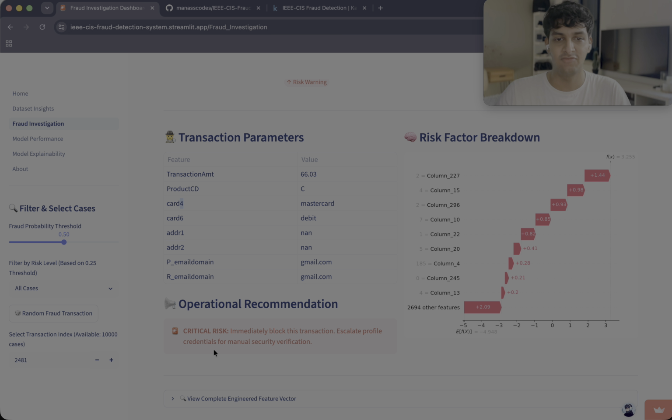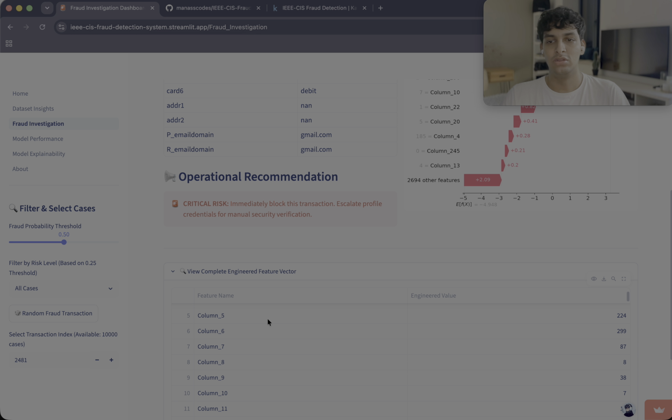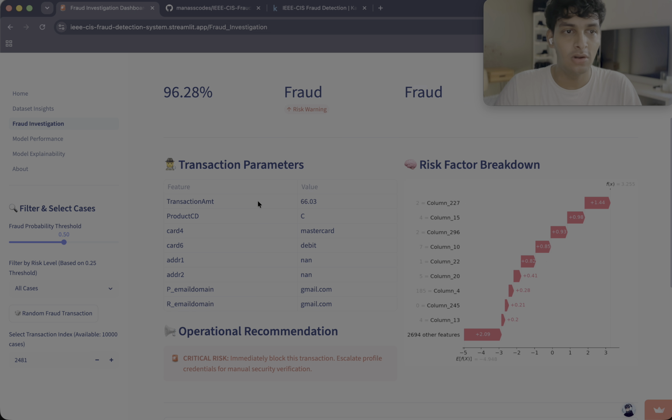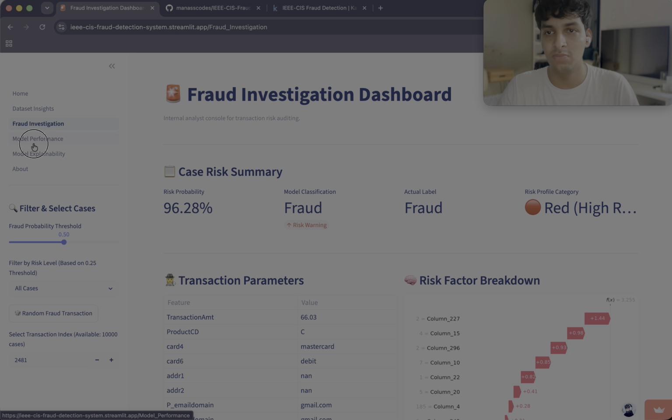Escalate profile credentials for manual security verification. These are the features we saw earlier, which have been converted into numerical vector values that our LightGBM model understands. So this was it for fraud investigation. Now coming to the model performance.